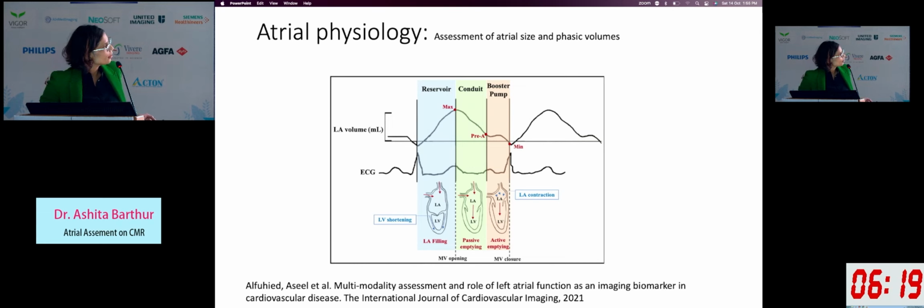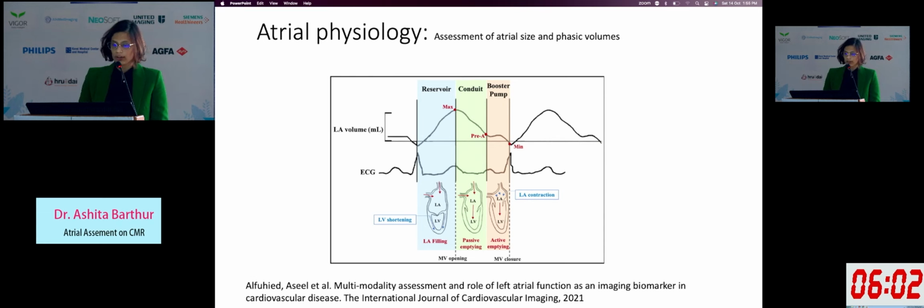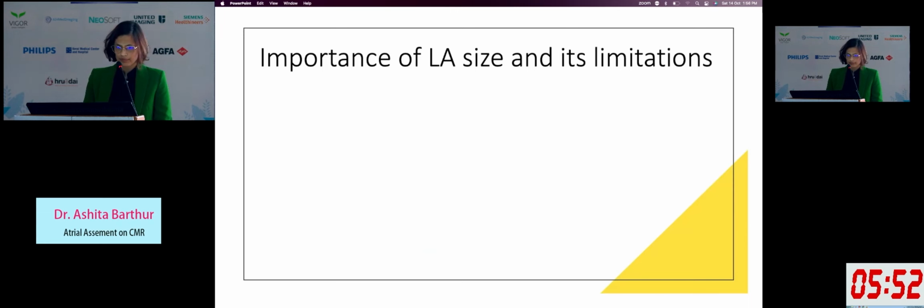When the left ventricular pressure equals that of the atrial pressure, then the booster pump phase comes into action, where the atria contracts actively and pumps the last amount of blood in the atria into the ventricle before the mitral valve closes. So what you can understand by this physiology is that there is a lot of interdependence between the ventricular diastolic pressure, or the ventricular filling pressure, and the emptying of the atria into the ventricles.